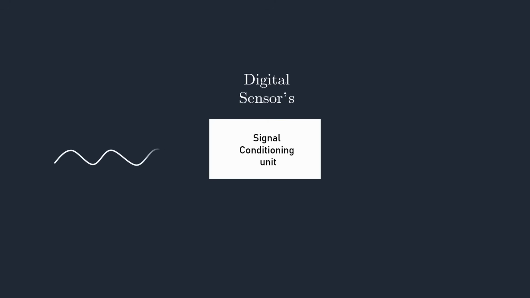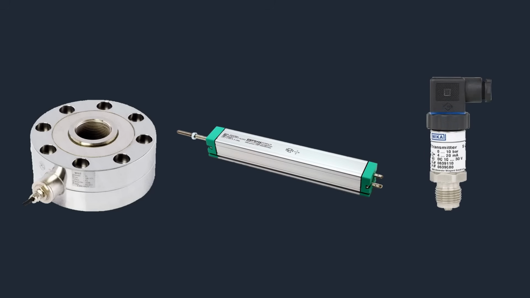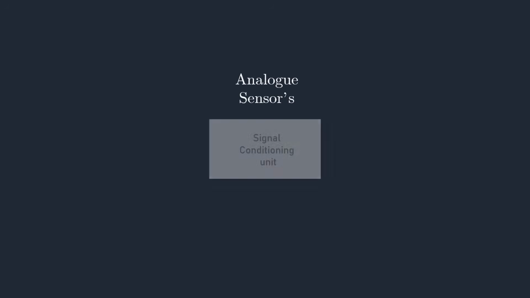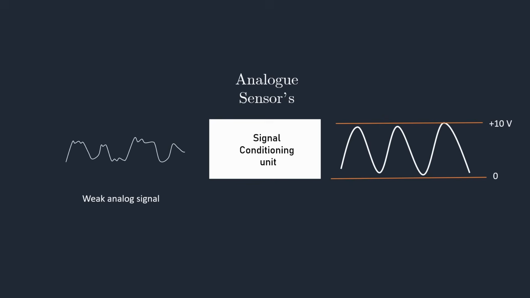So apart from amplification and filtration, the signal conditioning unit in digital sensors does one more important task. It converts the analog signal from the transduction element into a digital signal, that is 0 or 24 volt. Whereas in analog output sensors like load cell, linear potentiometer or pressure transducer, the signal conditioning unit scales the weak analog signal output into a standard voltage range, so a control system like PLC can process it properly.